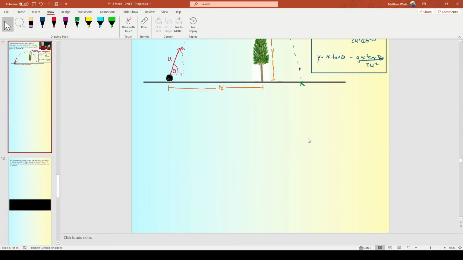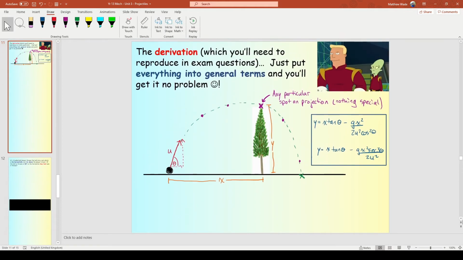Right then, here we go. Let's derive them. What I've got here in the blue square is just them, so you can remember what they were. And here's how it works. Say you had a particular object here, which I've just drawn as a little black circle, and it's shot up at a certain angle above horizontal.